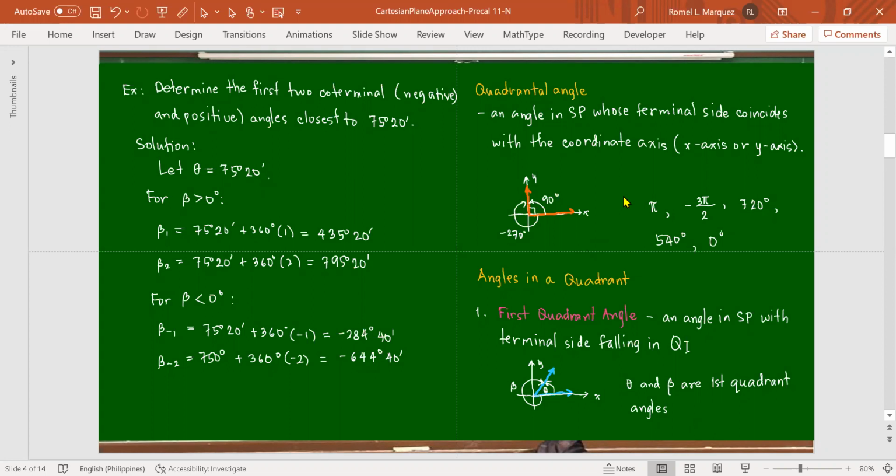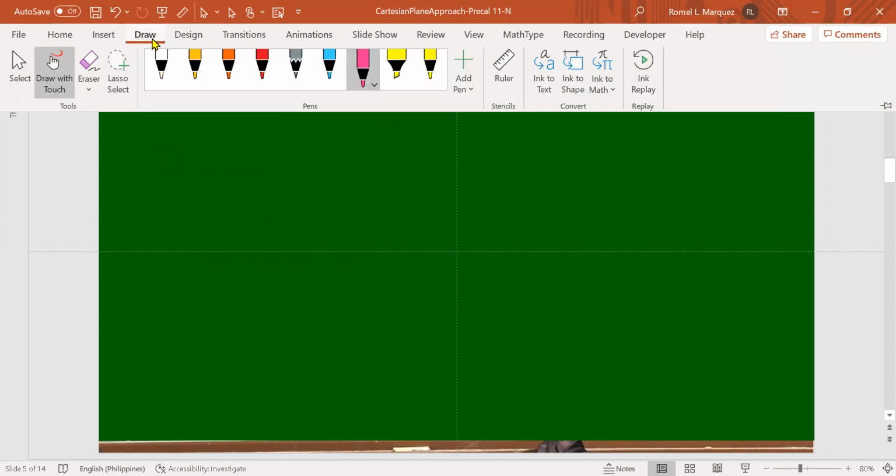I think it's better to introduce a new term for this: axial angle. And the one that is quadrantal is really the first quadrant angle, for instance, the second quadrant angle. So we have number 2. What's number 2? Second quadrant. So you know already the second quadrant, no?